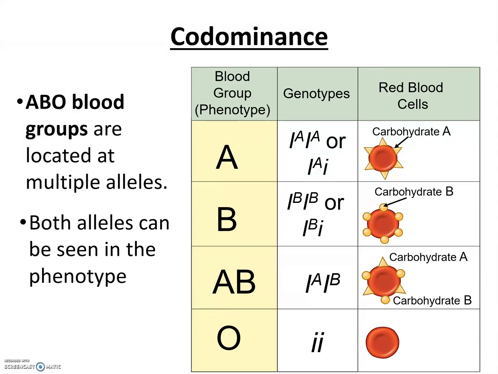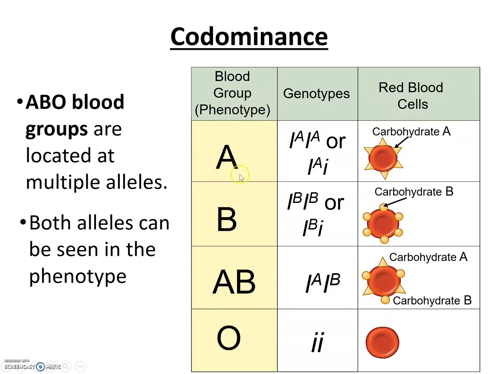In our second example of exceptions to Mendel's laws, we have something that is known as codominance, and this is very different from incomplete dominance. Our characteristic example of this is what's known as the ABO blood groups, or ABO blood typing. The genes that give us these traits are located at multiple locations on the chromosomes. The interesting thing about codominance is that the effects or the phenotype of these alleles can be seen for each genotype that is out there.